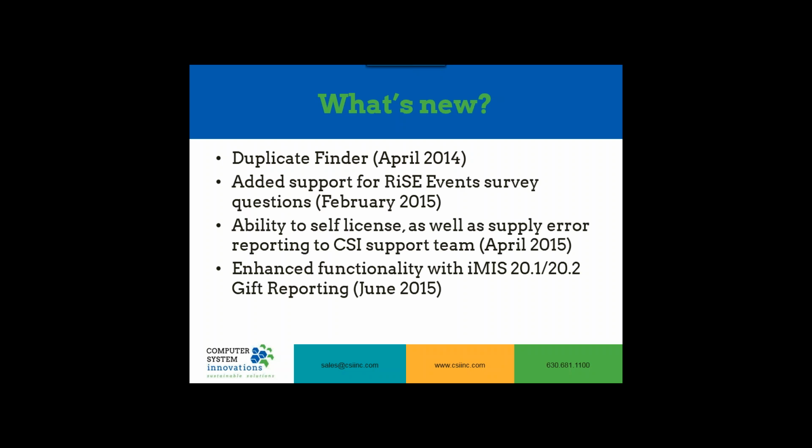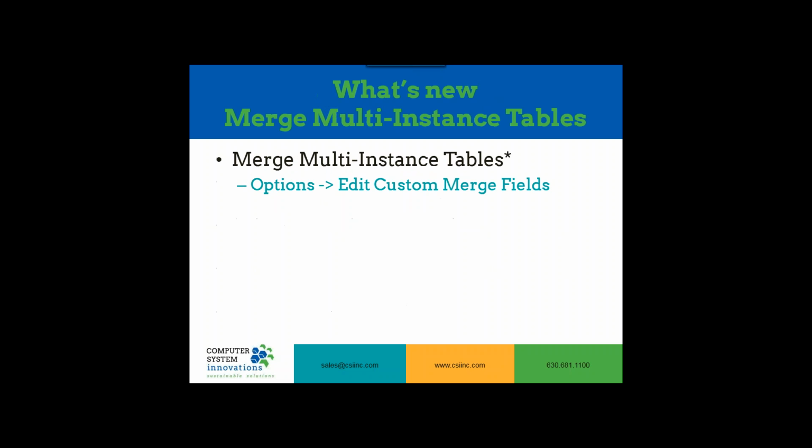There are some interesting creative ways that IMUS does gift reports now, starting in 20.1 and 20.2, and we've enhanced iMerge to support that. And thanks to Andy Weaver, support for autopay back in June of 2015. So that's this month. We actually just released that. So if you are using autopay, get the latest release of iMerge. So let's talk a little bit about each of those things.